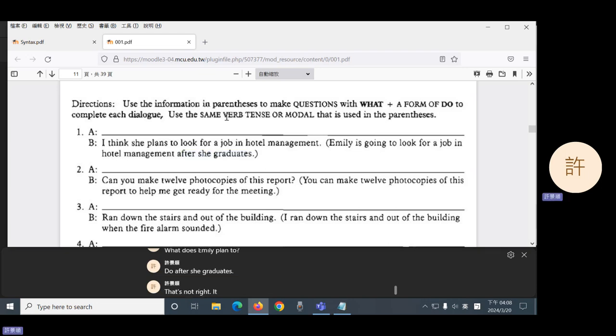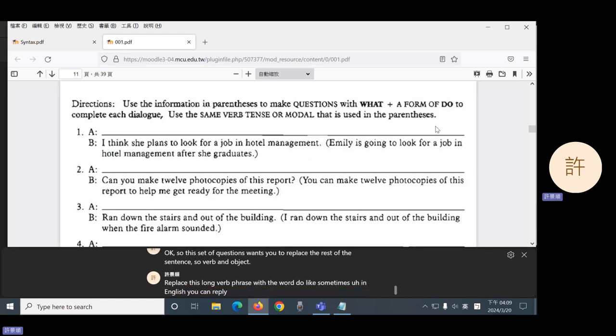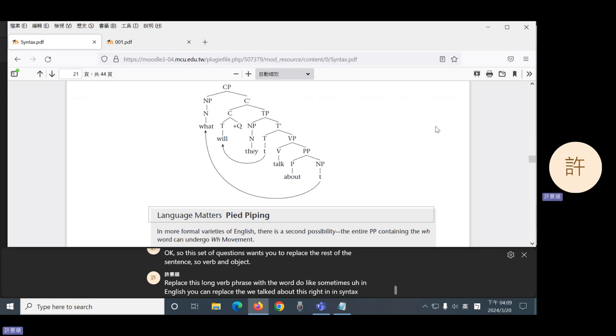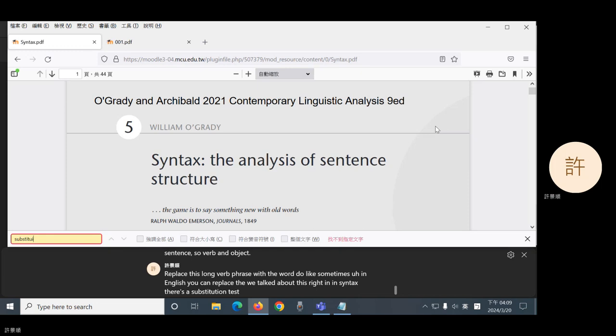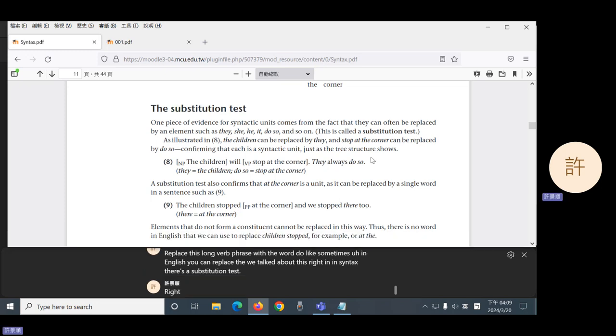That's not right. It says use the same modal. So what is Emily going to do? Okay, I get it. So this set of questions wants you to replace the rest of the sentence, verb and object, replace this long verb phrase with the word do. We talked about this, right? In syntax, there's a substitution test. So you can use the word do to replace this entire verb phrase. Do or do so also works.